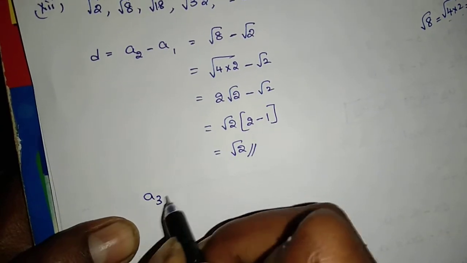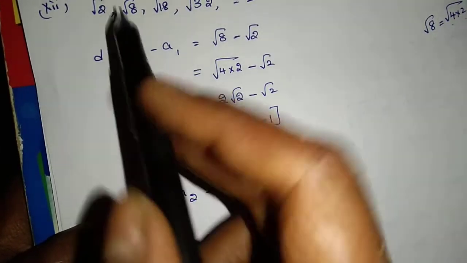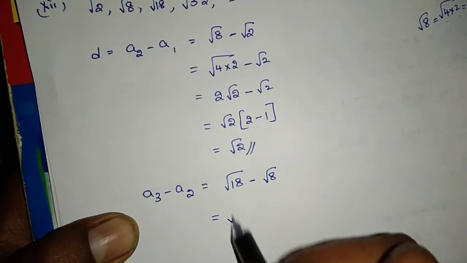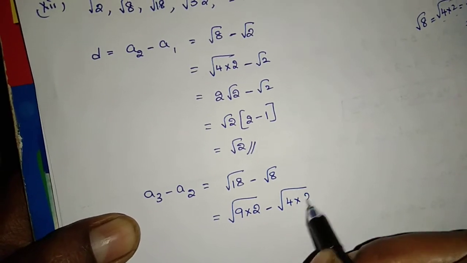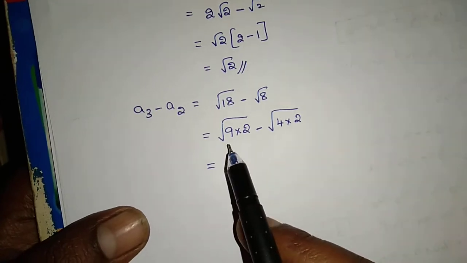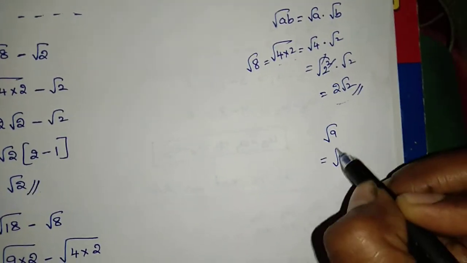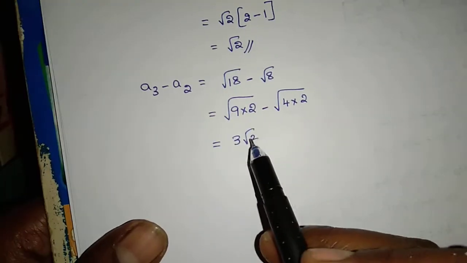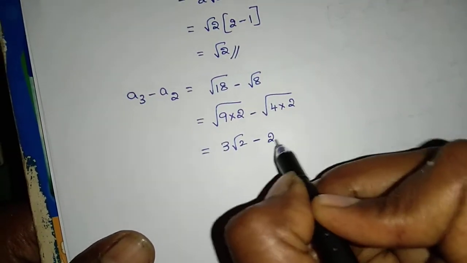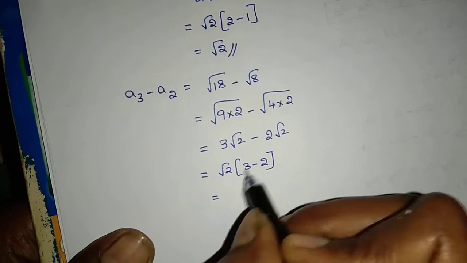Next, solve a3 minus a2. The a3 value, how much? Root 18, minus a2, root 8. 18, how can I write it? 9 twos are 18. Minus again, 4 twos. What is the 9 value? 3 square. So how much will I get? 3 root 2. In the same method, root 9 means 3 square, square root cancel, 3. Did you understand? So 3 into root 2 minus 2 root 2. Shall I take root 2 common? Then 3 minus 2. How much is this? 1 root 2.